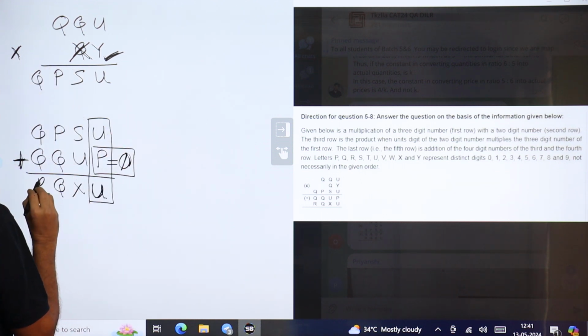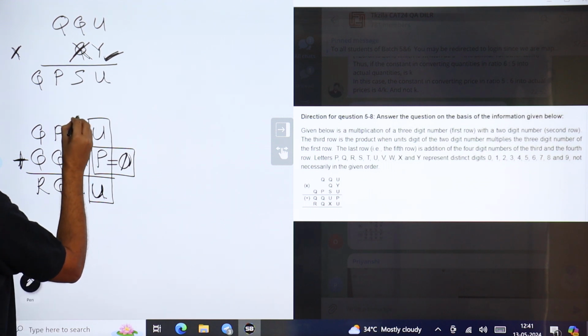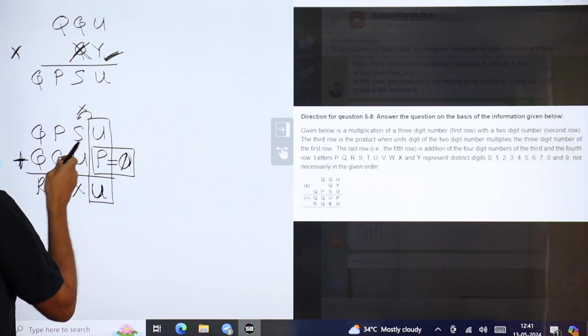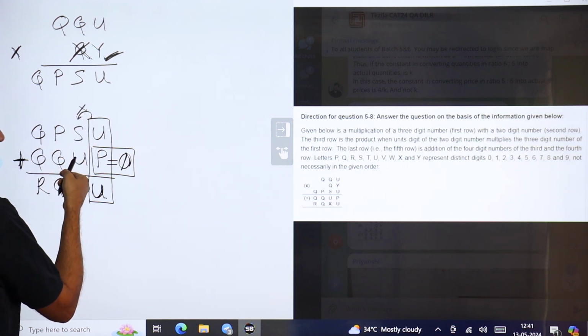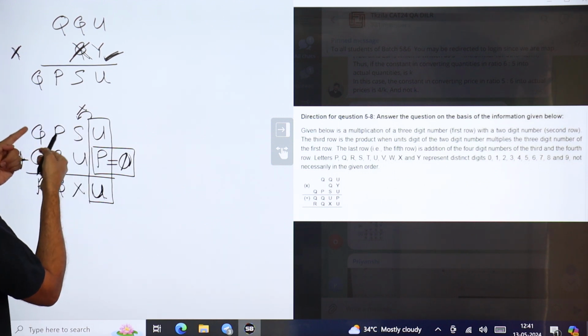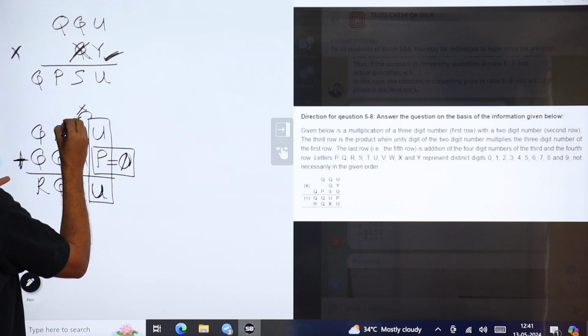So the U comes in. Then there is no carry forward over here. Okay, so how do I represent it? There's no carry forward. And if there's no carry forward, S plus U is X, or there could be a carry forward. Then I see this P which is a 0.